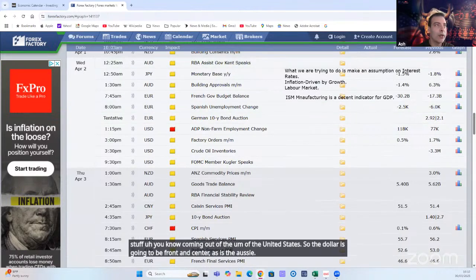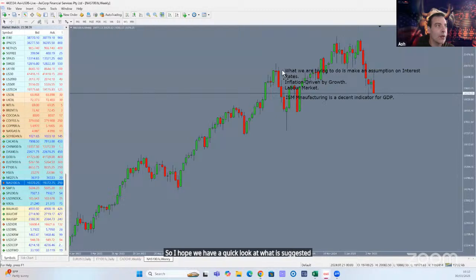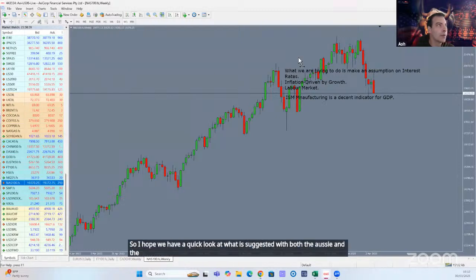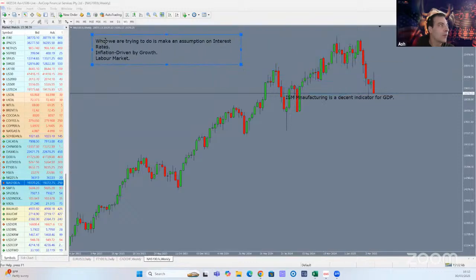So here we have a quick look at what is suggested with both the Aussie and the dollar. Let's see if I can move these. I'm not sure if I can. Can I? No. Move these up here.